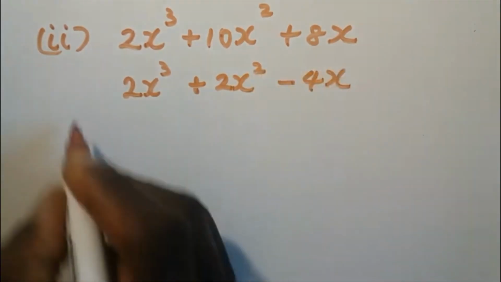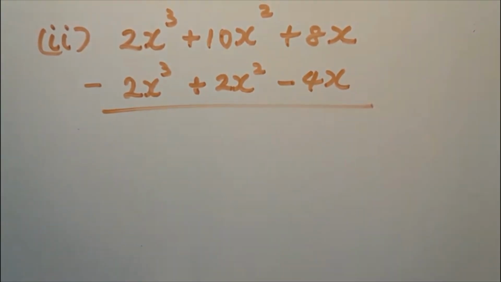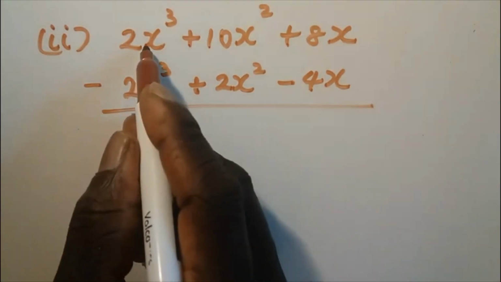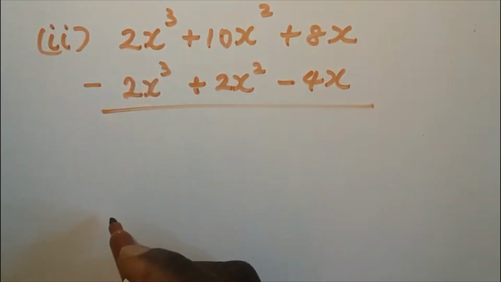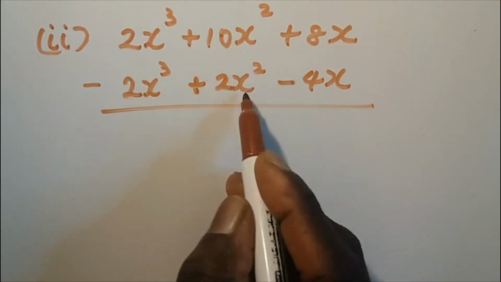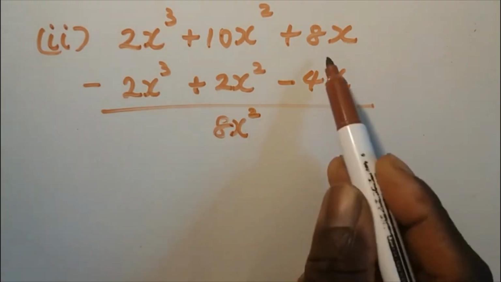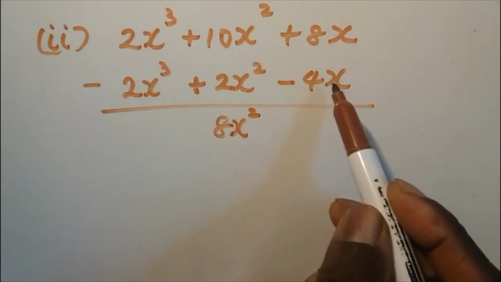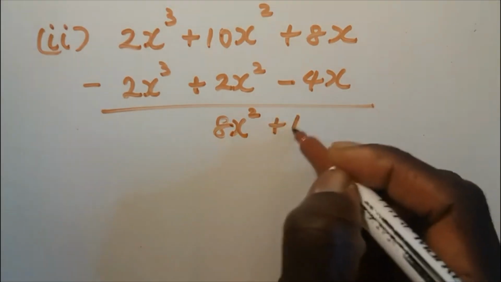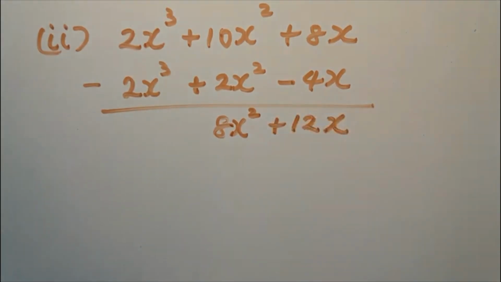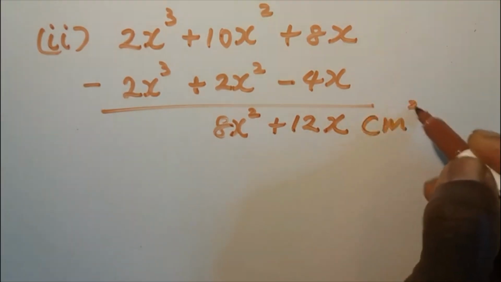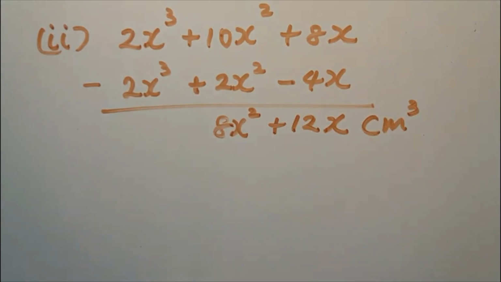minus 4x. Now the difference between these two measurements will give us the volume of the wood. When we subtract 2x cubed from 2x cubed, that goes to 0. 10x squared, take away 2x squared, gives us 8x squared. And 8x take away minus 4x will give us 12x. And this is in cubic centimeters. So that's part B(ii).